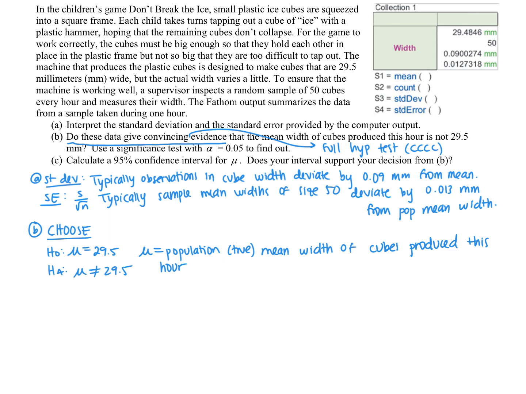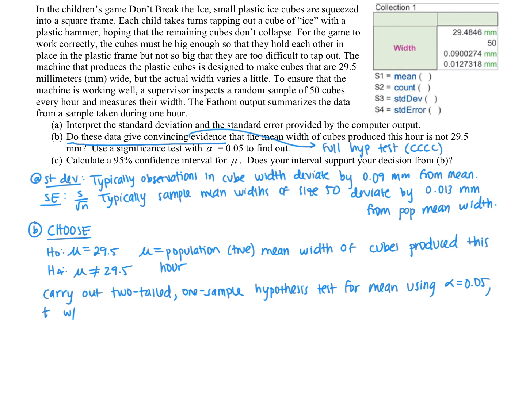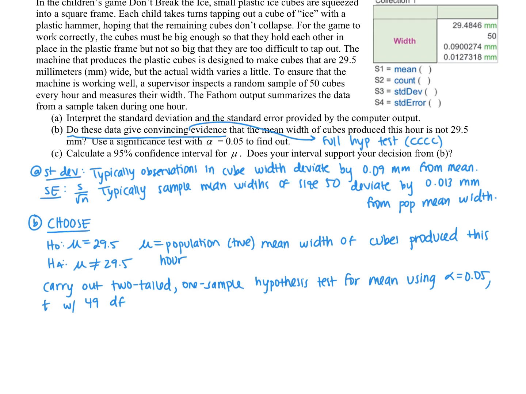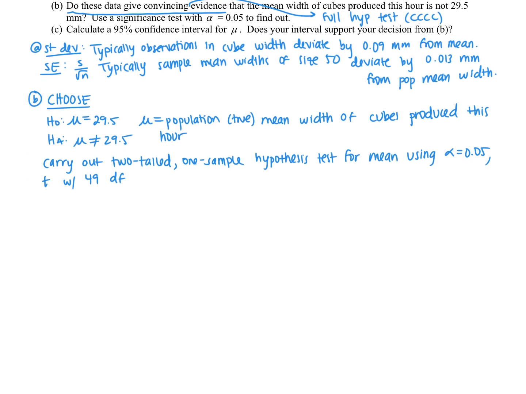But then we need to say we are carrying out a hypothesis test. So what we need to say is carry out a two-tailed, one sample hypothesis test for mean using alpha is 0.05, and then we're going to be using t with, if it's a sample size of 50, it's going to be 49 degrees of freedom. Again, I don't care what order you put all of those in, as long as you put all of them there. The most common thing that people leave off is they forget to say the word mean. So that is the most common one that people forget.